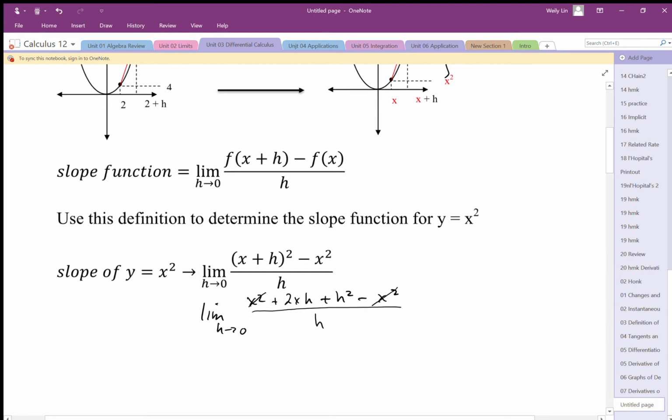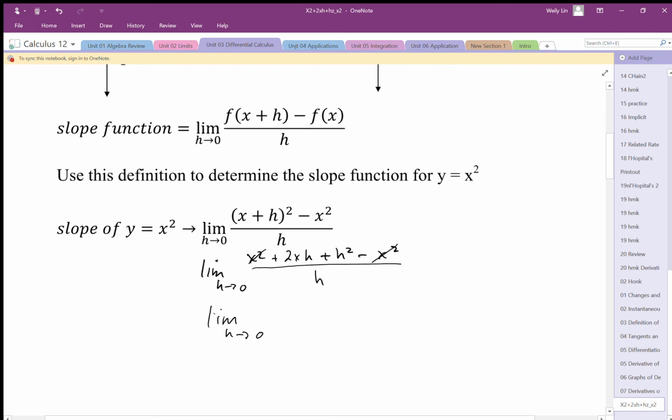Okay, so what's left over? I'm going to continue on here. I'm going to show the steps here. As h goes to 0, I'm going to end up with 2xh plus h squared all over h.